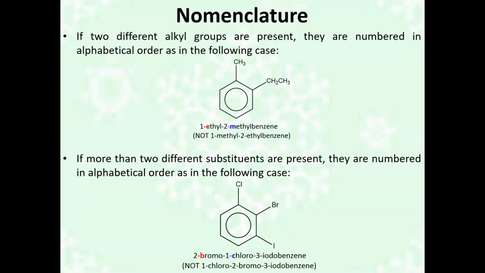When writing the name, don't just follow the numbers. Don't write it as 1-chloro-2-bromo-3-iodo benzene, which is wrong, because we need to write according to alphabetical order as well. So B first, which is the bromine at position 2, then followed by C, chloro, lastly the letter I, iodo. So the answer will be 2-bromo-1-chloro-3-iodo benzene.